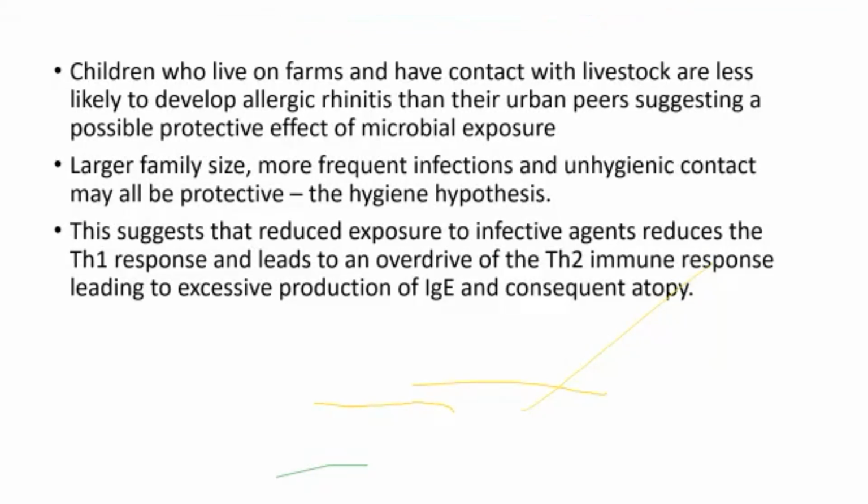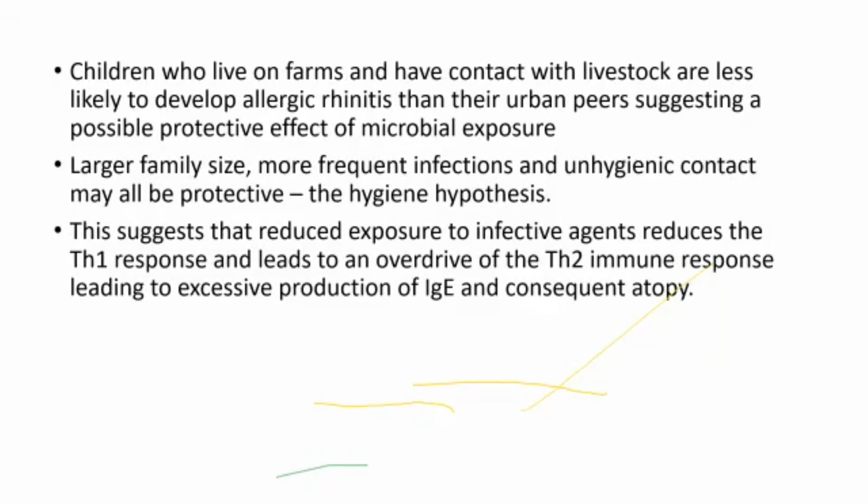So whenever there is a large family size, in the previous days there used to be 6 to 7 children in every family. They used to be left out like that. Only infectious diseases were dangerous. Allergy was never dangerous, but now allergy is dangerous. Why? Because this suggests reduced exposure to infectious agents, reduced Th1 response, and leads to overdrive of the Th2 immune response, leading to excessive production of IgE and consequent atopy. So this Th2 is responsible for IgE and atopy. When the child goes outside and plays, there will be a Th1 response. When the child is inside the home itself, there is a Th2 response that leads to more amount of IgE and atopy.